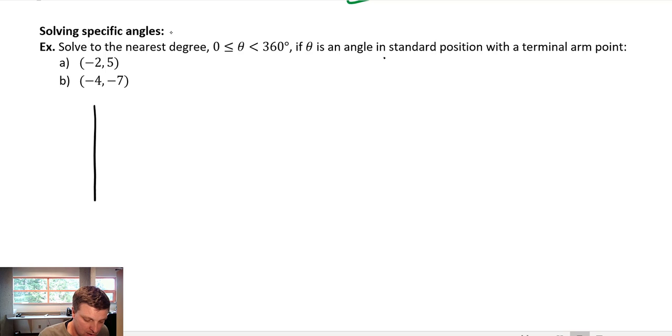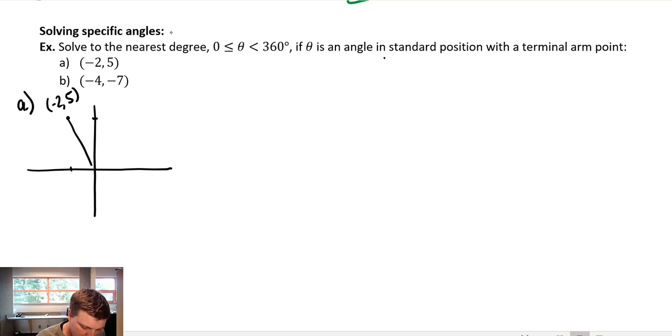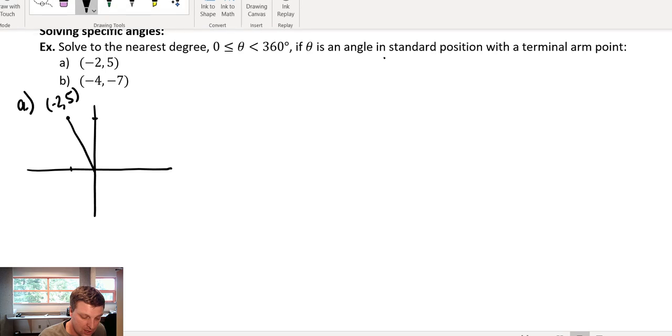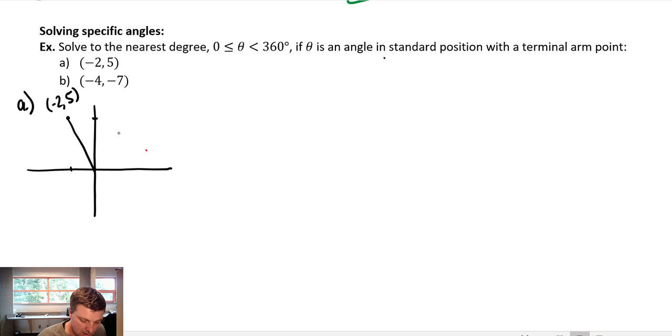Well, this is part A. So if I've got a point -2, +5, there's the point, -2, +5, and that's the angle right there. So I'm trying to find what is this angle. This is what we're looking for. Okay. Well, I could find the reference angle because if I make my triangle look like this, I can see that this side of the triangle is going to be -2, and this side of the triangle is going to be 5. So I could find that angle right there.